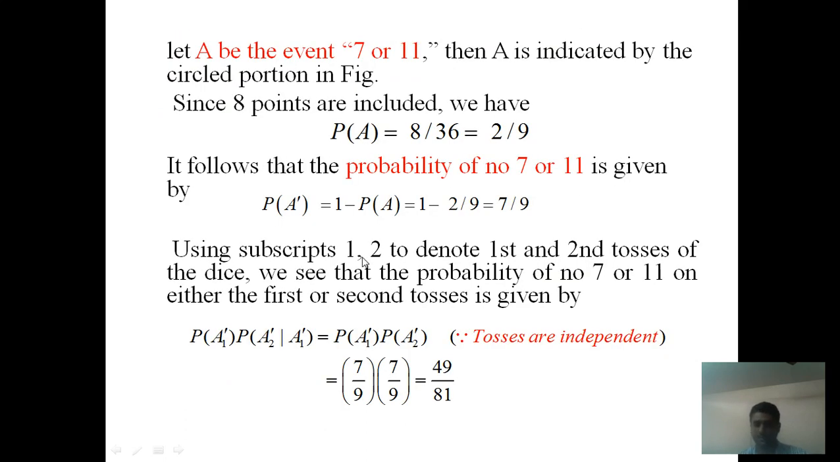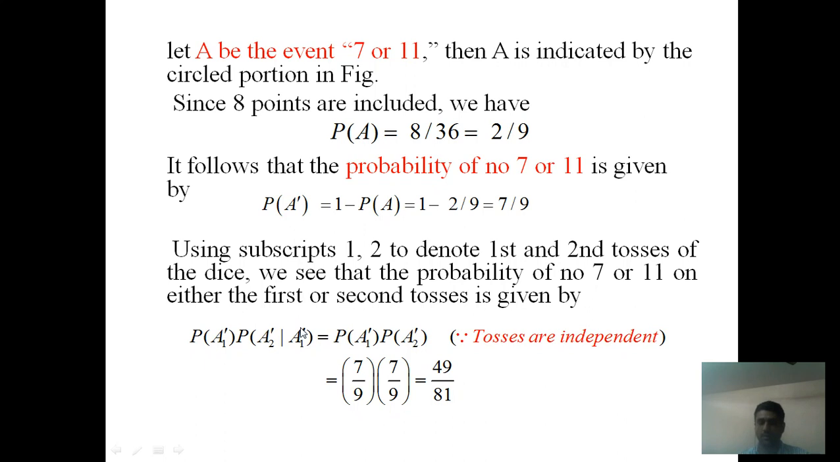So using the subscript, let 1 and 2 denote the first and second toss of the dice. We see that the probability of no 7 or 11 on either the first or second toss is given by probability of A1 complement into probability of A2 complement given A1 complement. But see here, the probability of A1 complement is as it is. Now this is a conditional probability. Here we have to find the probability of happening of event A2 complement when event A1 complement has already happened.